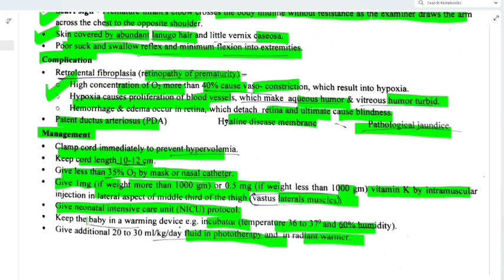Then keep the baby in a warming device, for example an incubator, at temperature 36 to 37 degrees and 60% humidity. Give an additional 20 to 30 ml per kg per day of fluid in phototherapy and in a radiant warmer.